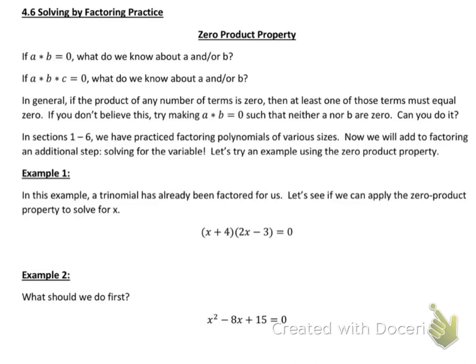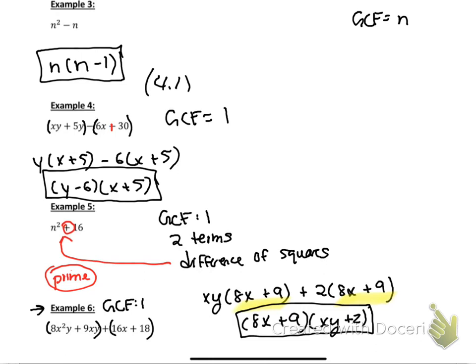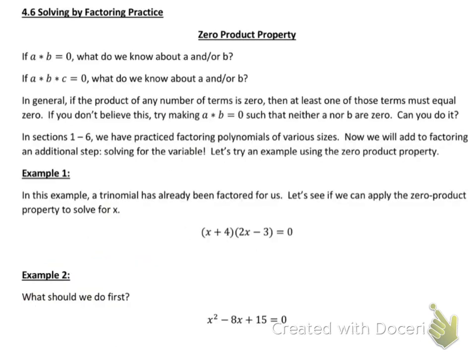So up until now in 4.1 through 4.5, all we've been doing is factoring. So all we had was expressions, as for example, n squared minus n or n squared plus 16. These are all expressions because they don't contain an equal sign. You can't solve expressions. You can't solve anything that doesn't have an equal sign in it.